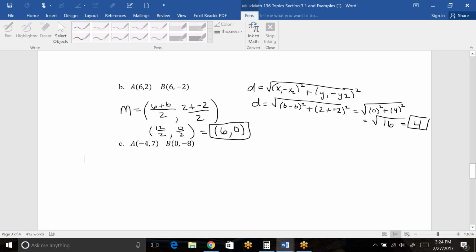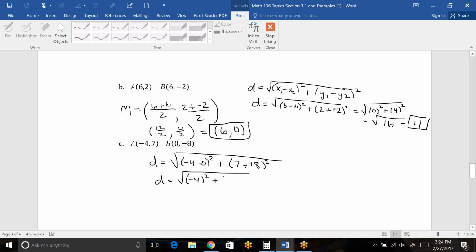Okay, let's do another one of these. C is the final one asking for the distance and the midpoint. So when we look at C, let's do the distance formula first. I'm just looking up here to reference my formula. So this is negative 4 minus 0, because that's my x's, squared, plus, because remember it's a squared plus b squared. So this is 7 minus negative 8 squared, which will change to plus plus. So in this case, we get a negative 4 squared plus a 15 squared.